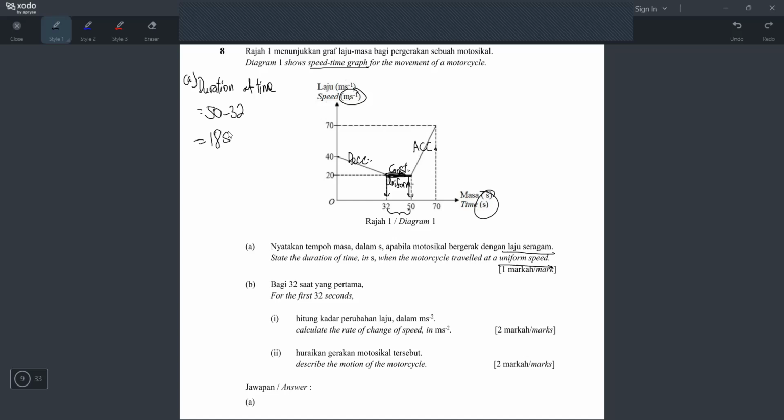50 minus 32. Okay, the calculator gives me 18. I was just afraid I made a mistake, so that's why I tried with the calculator. Okay, so understand that's how it's done.